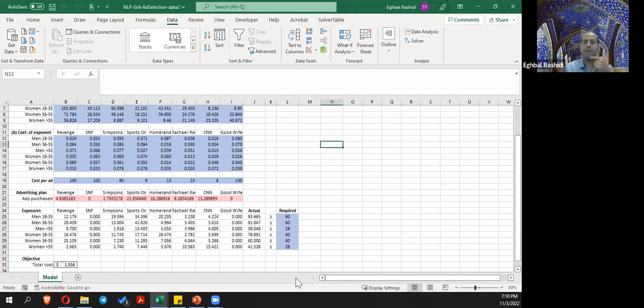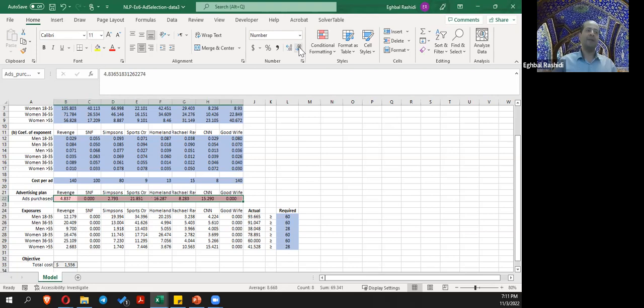Okay. So this is the optimal solution, or optimal ad plan, for now. But as you notice here, the ad plan is not integer valued. Okay? So it doesn't make sense to, for example, run 2.79 ads on the Simpsons show. Right. So with this ad plan, I have met all of the required exposure for each demographic group, and the cost of this optimal ad plan is 1556.